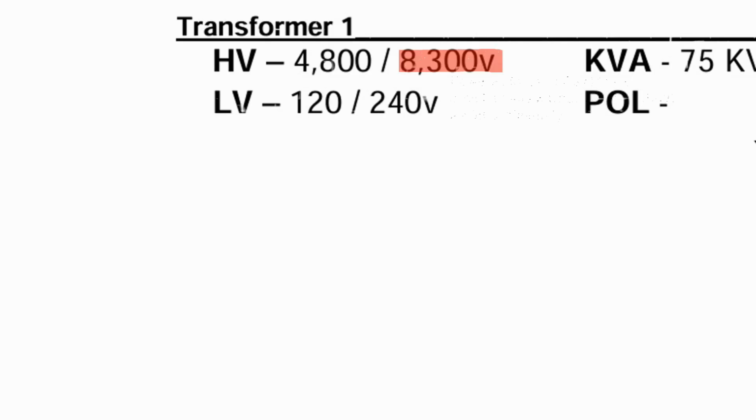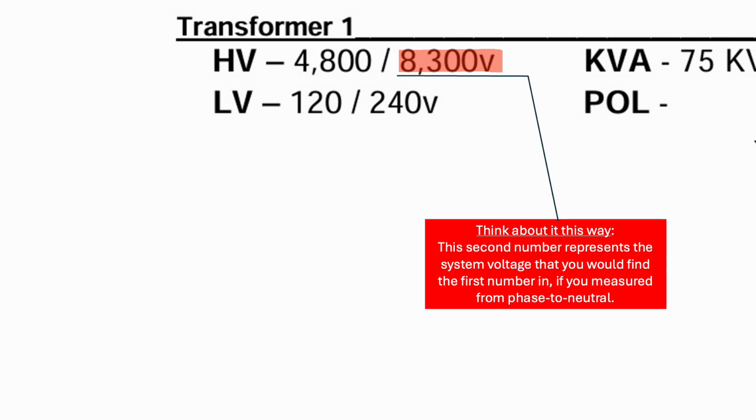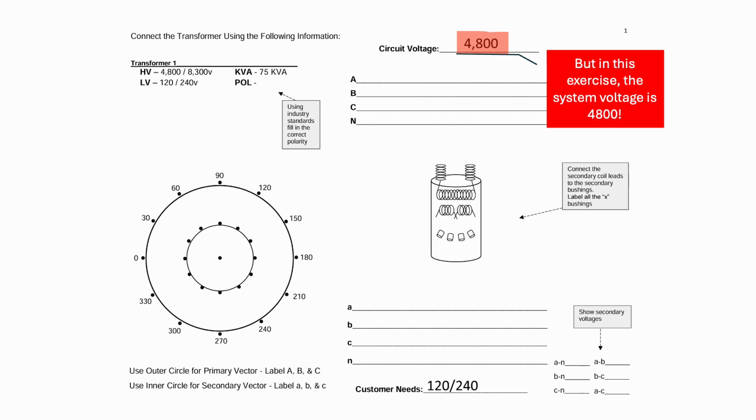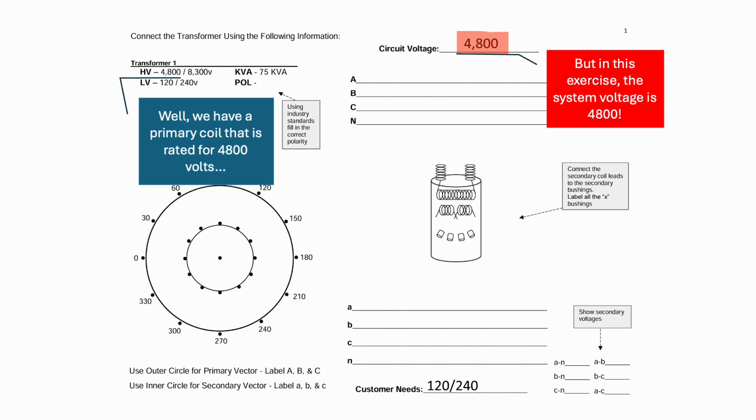However, for the sake of these exercises, you'll have to think about it a little differently. Think about it this way. The second number represents the system voltage that you would find the first number in if you measured from phase to neutral. But in this exercise, the system voltage is 4800, and the smaller number is 4800. But that means that we have a primary coil that is rated for 4800 volts. So, we are going to be hooking it up at system voltage phase to phase.